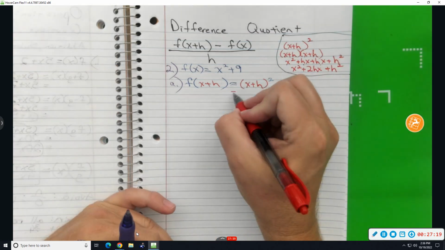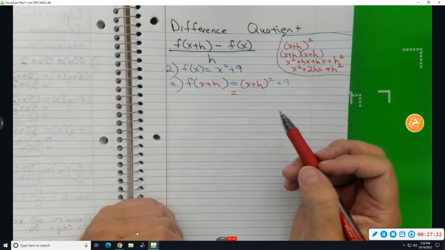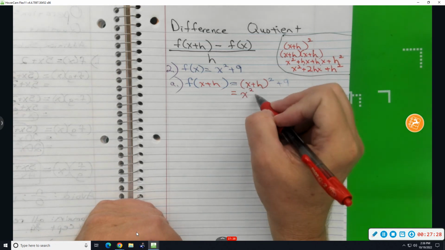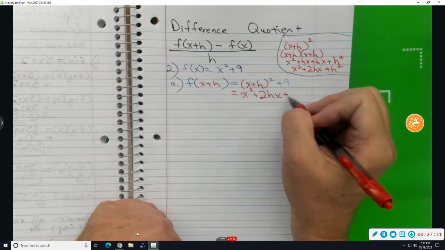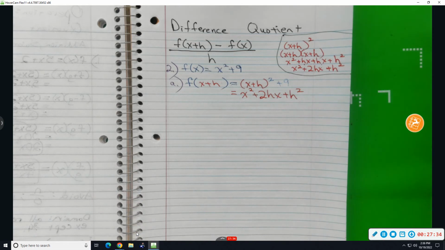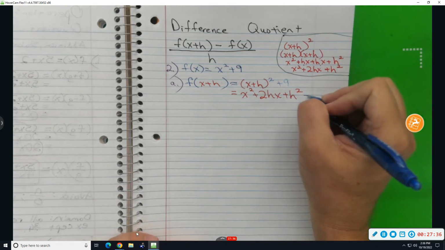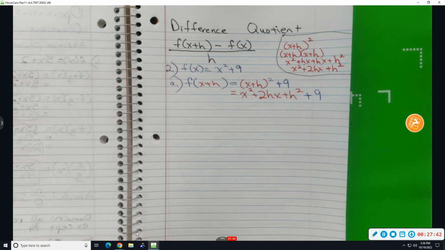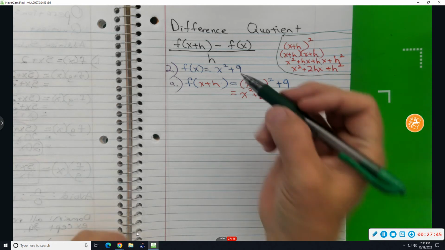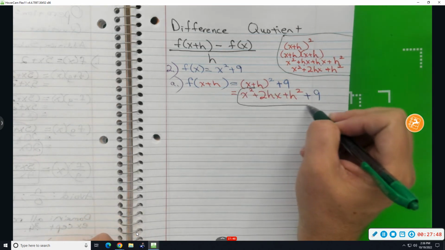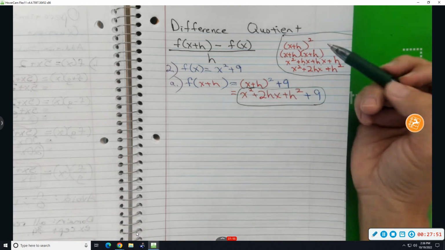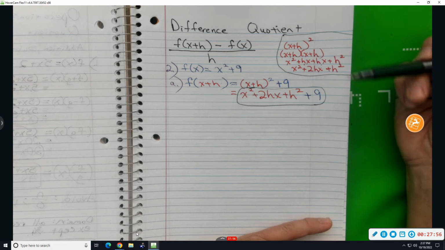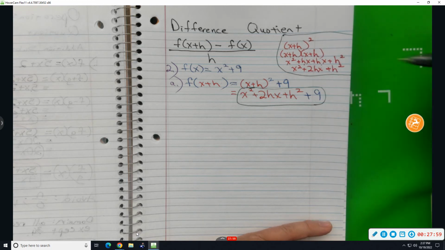I think we're almost through with part A. Remember I said part A is the longest part of these things. x plus h squared we figured out was x squared plus 2hx plus h squared. And I still have what stuck on there? The plus 9. Notice there are no like terms to combine. There's the answer for part A. Any questions there? The thing to remember is how you square x plus h. You can't just square x and square h. You have to write it twice and FOIL it out.